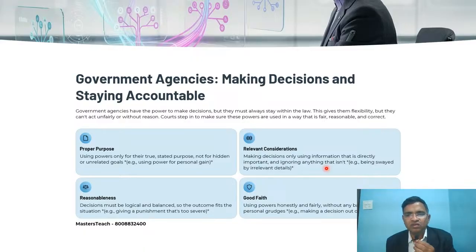Okay, good faith. So using power honestly and fairly, without any bad intention or personal bias, not making a decision out of spite. That means the government agents' decisions should be accountable, there should be a proper purpose, there should be relevant consideration, there should be reasonableness, there should be good faith.